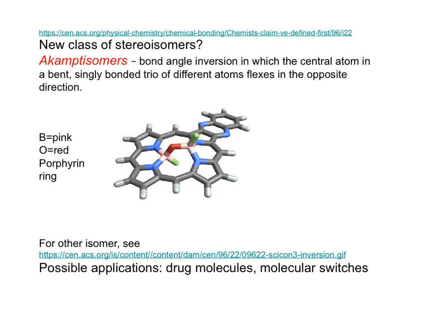In 2018, researchers found what could be a new class of stereoisomers. Go to this website to see the other isomer. Applications for this compound could be in drug molecules and molecular switches.